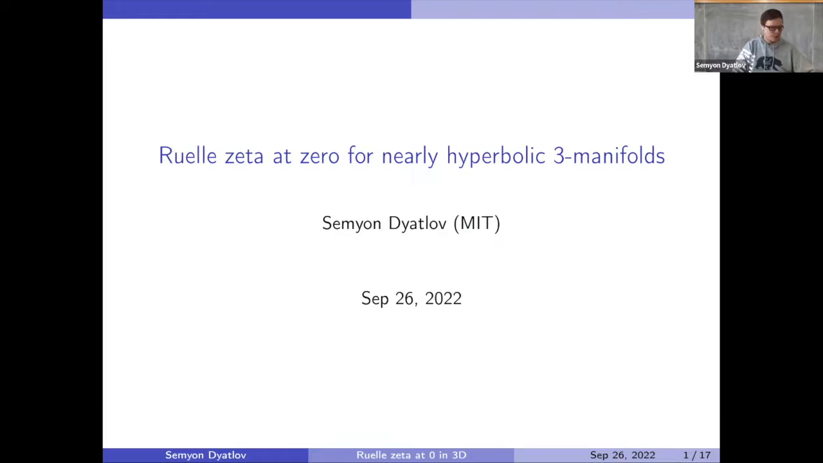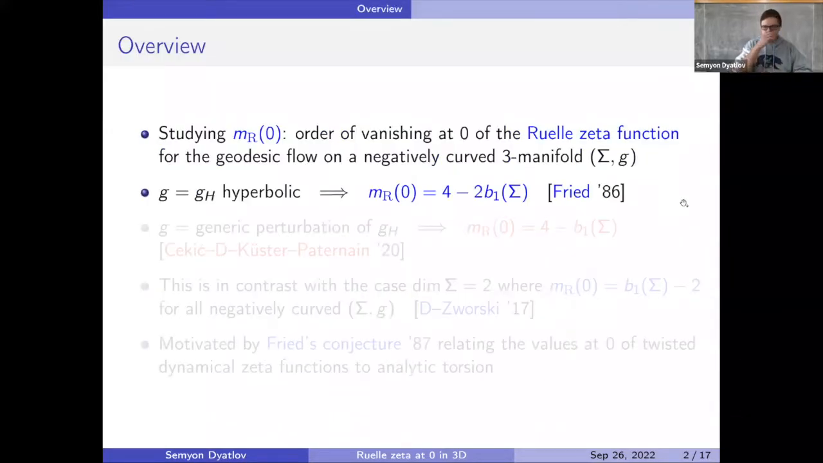So today I'll present to you a somewhat different or alien kind of spectral problem for most of you, which is one that comes from hyperbolic dynamics. So I'll speak about the order of vanishing of the Ruelle zeta function for the geodesic flow on a negatively curved free manifold.